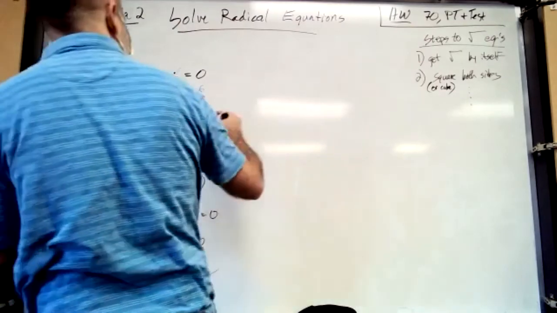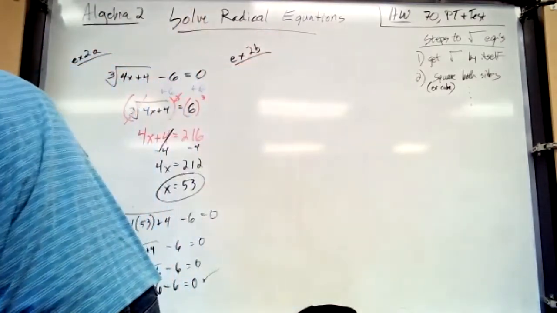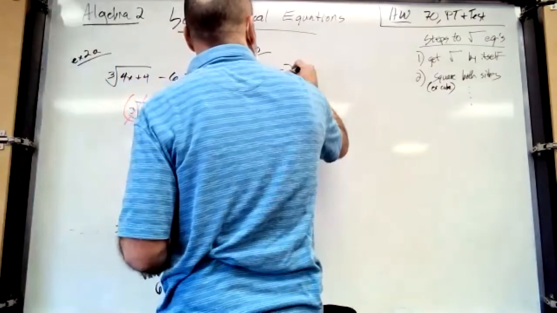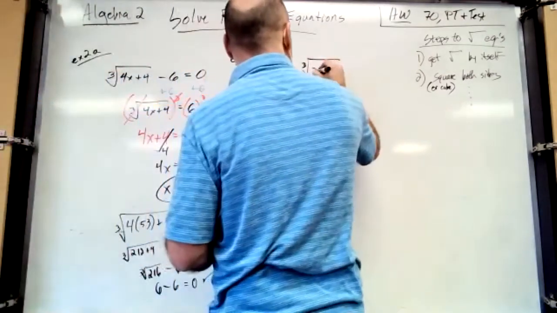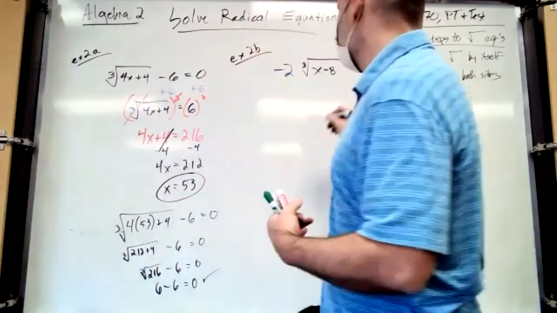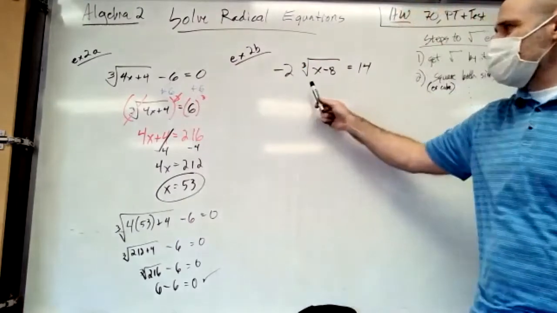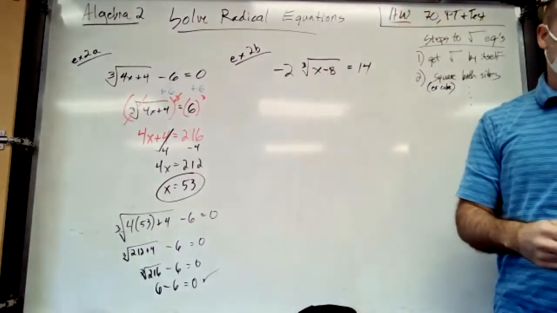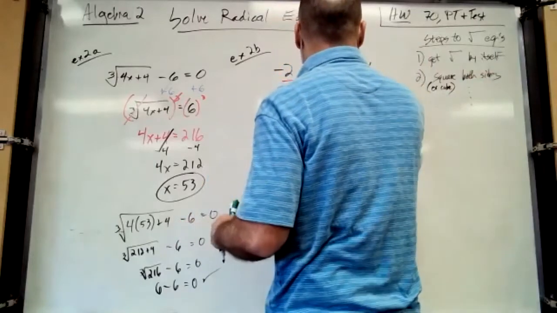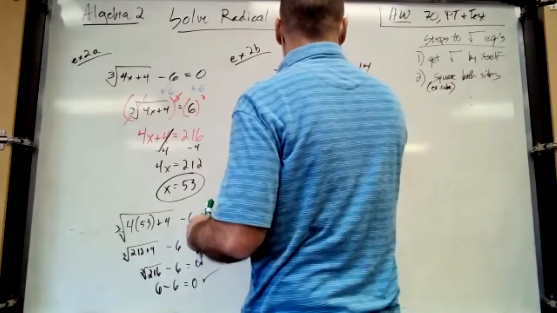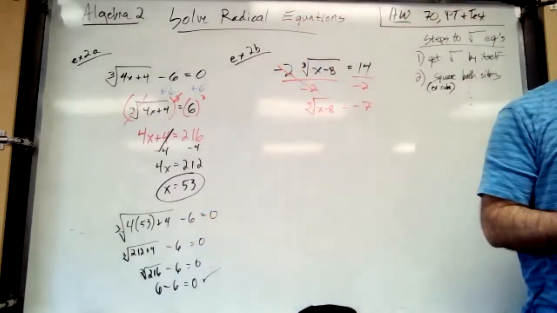All right, so same thing. Let's just add a coefficient. So instead of getting rid of something being added or subtracted, we're just getting rid of something being multiplied. How do you do that? Just divide. Divide by -2, divide by -2. Cubed root of x minus 8 equals -7. Now what?